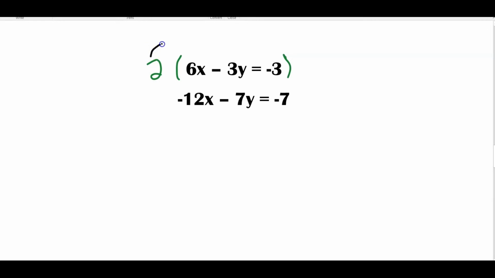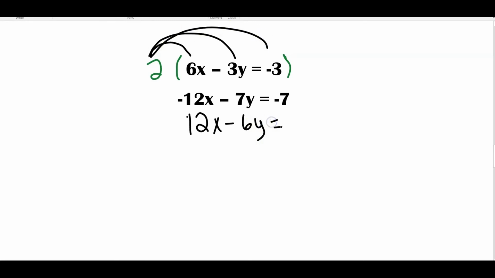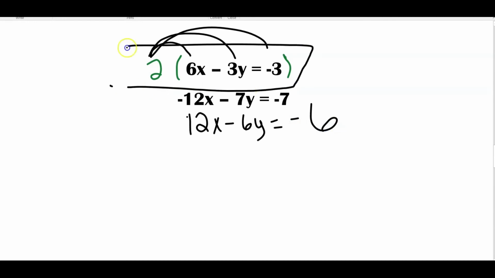And when I do that, if I change one part of this, I need to change every part of it. 2 times 6x gives me 12x, but I need to multiply everything in this equation by 2, because I don't want to change the value of just one part of it. I can multiply everything by 2, and I'm not changing the value. 2 times negative 3y is negative 6y, and then 2 times negative 3 is negative 6. Now I can just ignore the equation up here. I don't need it anymore. I have created opposites, so now I'm just going to look at this new equation that I created, and now I have something that will cancel out.